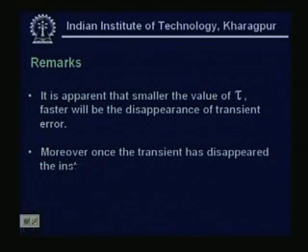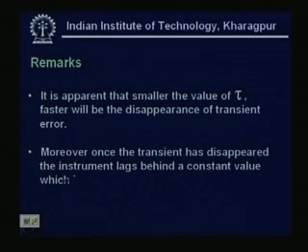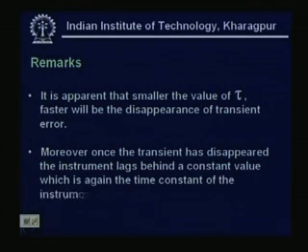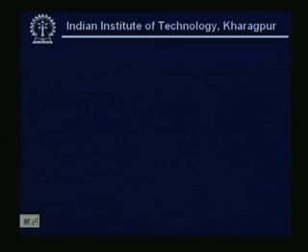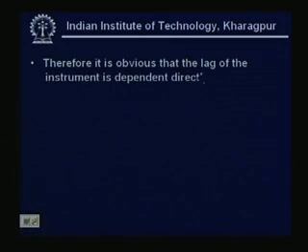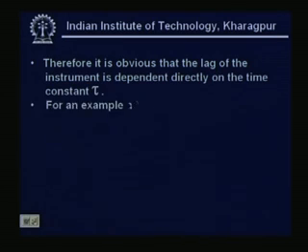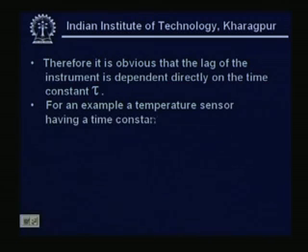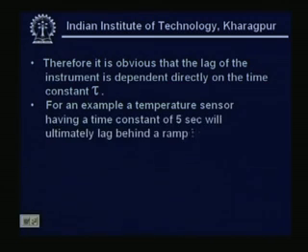Moreover, once the transient has disappeared, the instrument lags behind by a constant value, which is again the time constant of the instrument, tau, that we have already seen, right. Therefore, it is obvious that the lag of the instrument depends directly on the time constant tau. For example, a temperature sensor having a time constant of 5 seconds will ultimately lag behind a ramp input by 5 seconds.